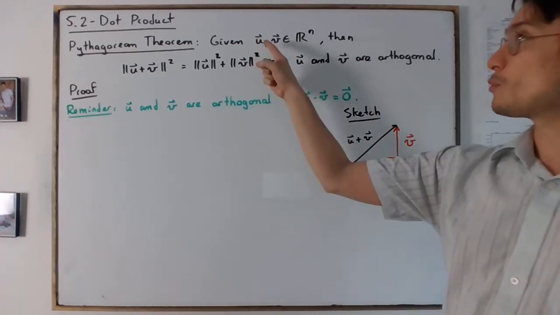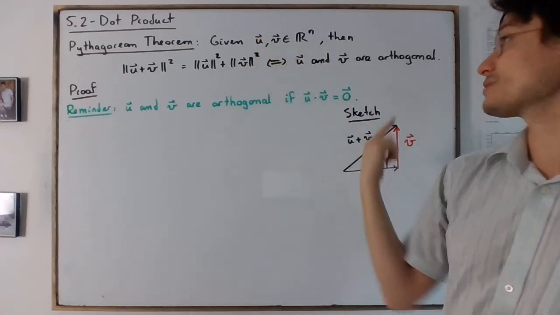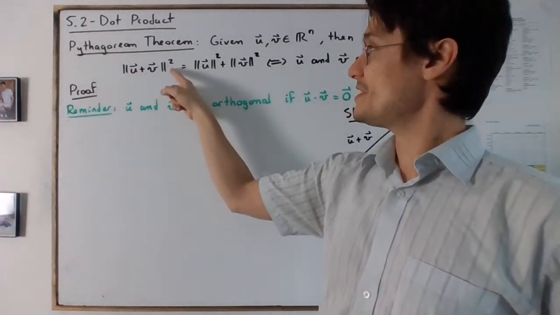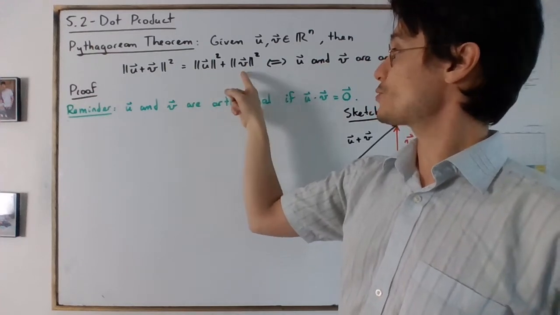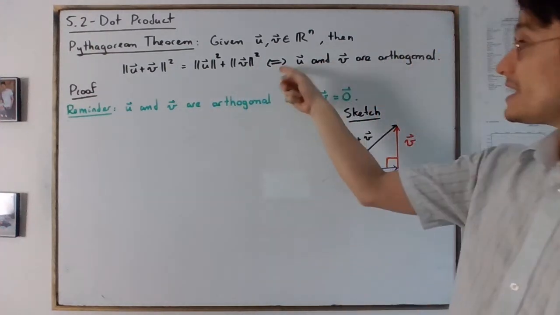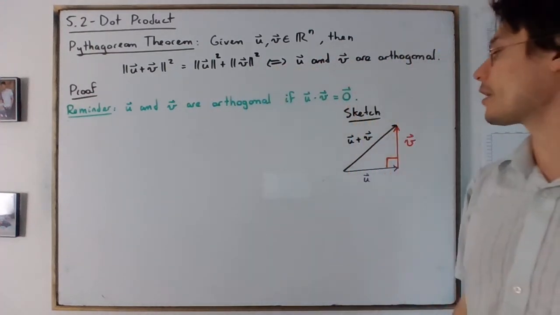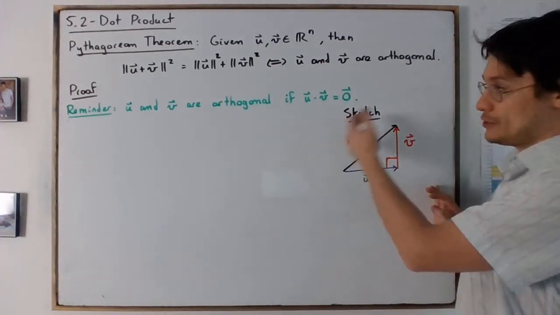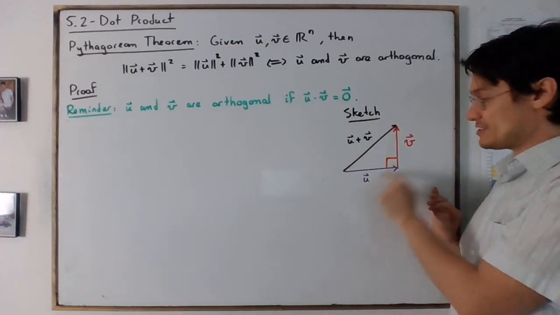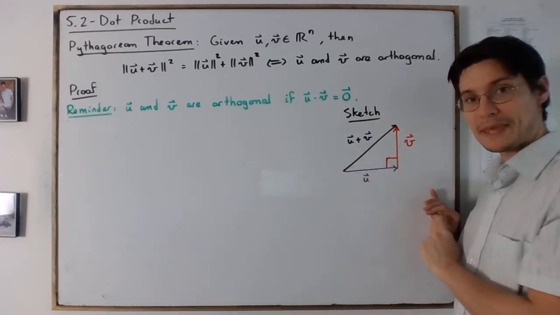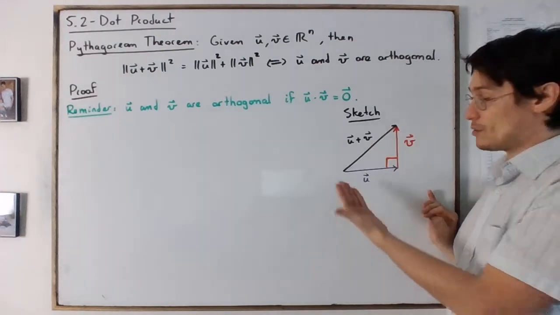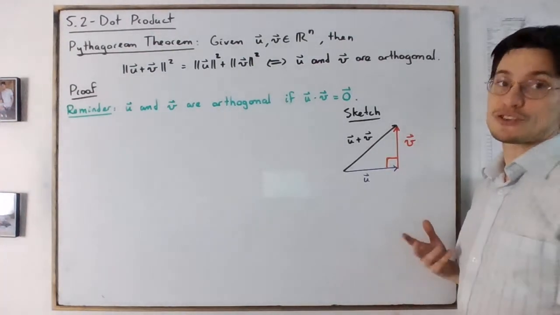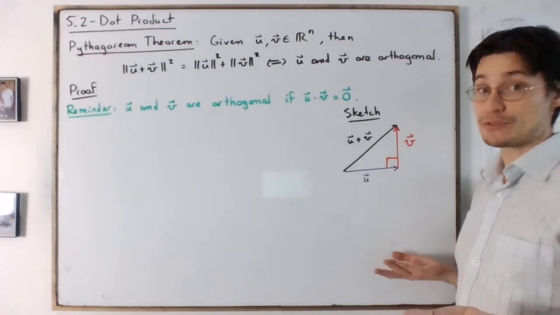So this is the theorem. We are given u and v vectors in R^n. Then the norm of u plus v squared is equal to the norm of u squared plus the norm of v squared if and only if u and v are orthogonal. Okay, so you have the sketch right over here. This is u, this is v, this is u plus v. Whenever the vectors u and v are orthogonal, you get the familiar triangle that you are used to.